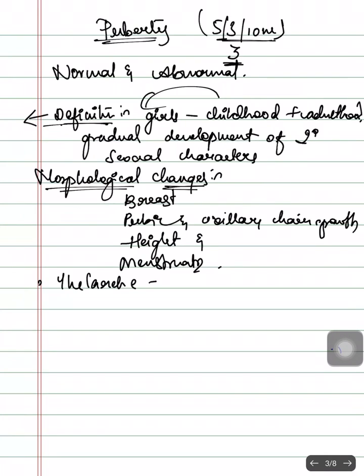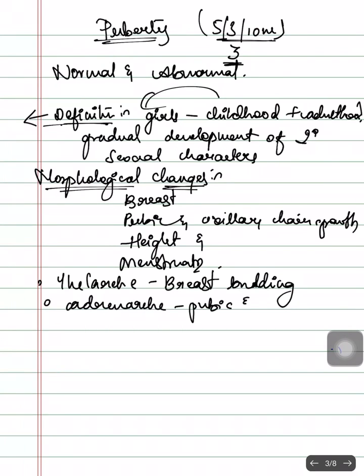We will see certain words like thelarchy, adenarchy and menarche. Thelarchy means there is breast budding. Adenarchy means there is pubic and axillary hair growth. Coming to menstruation, it is known as menarche, where the person attains the menstruation stage.